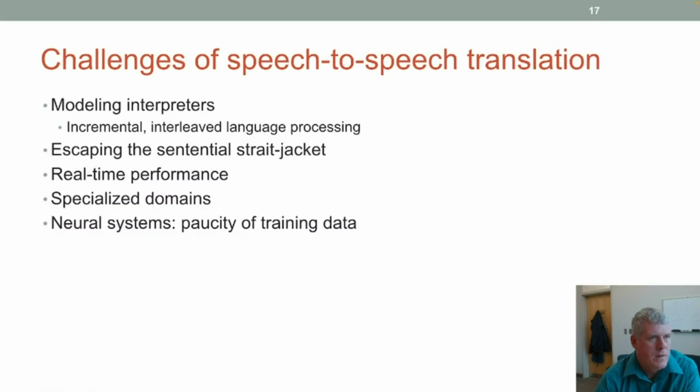What are the challenges of speech-to-speech translation? Well, modeling interpreters, right? Incremental, interleaved language processing. Again, that's listening and speaking at the same time. Also trying to escape the sentential straitjacket. That is, you usually don't interpret just sentence by sentence, right? And so to get a good quality translation or interpretation, you should not worry about sentence boundaries. Sometimes it's best to combine two sentences or break the source sentence into two, perhaps.